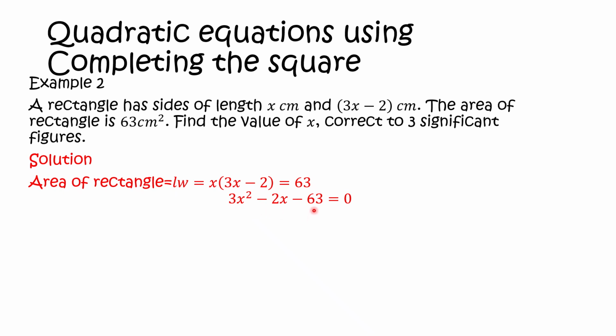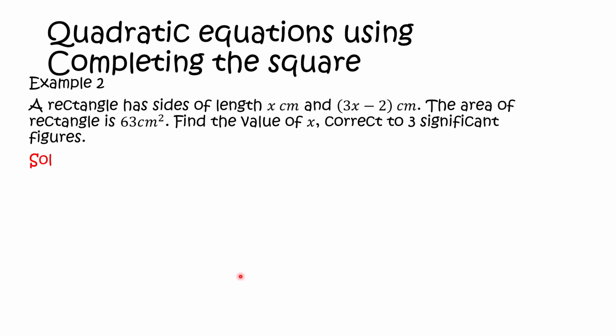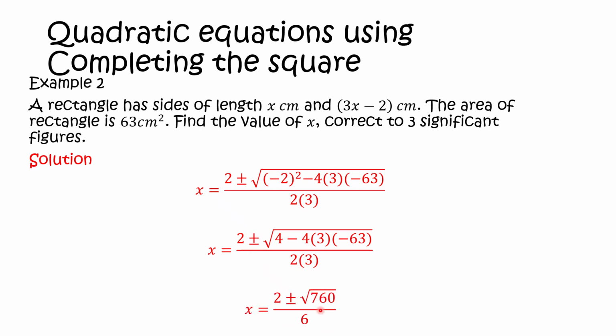We now have a quadratic equation, where our a is 3, our b is minus 2, and our c is minus 63. And of course, using the quadratic formula star, substituting for those values, we would have that in place of the formula itself. Now, simplifying further, we are going to get this bit, and then applying that with what we have over here, we would basically have x is equal to 2 plus or minus the square root of 760 over 6. And of course, we can simplify this one further.